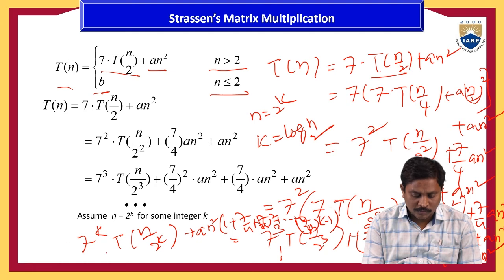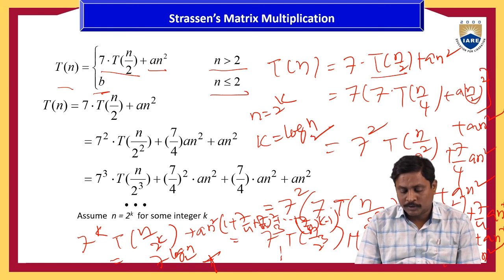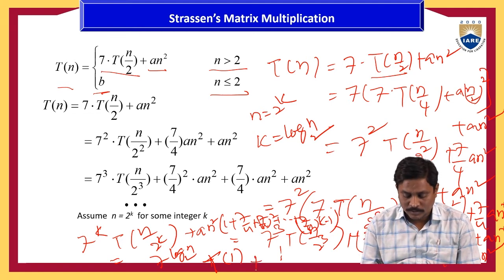Now this value 7 power k can be written as 7 power log n base 2 plus, into T of n value is 2 power k. 2 power k gets cancelled. T of 1 plus a n square.